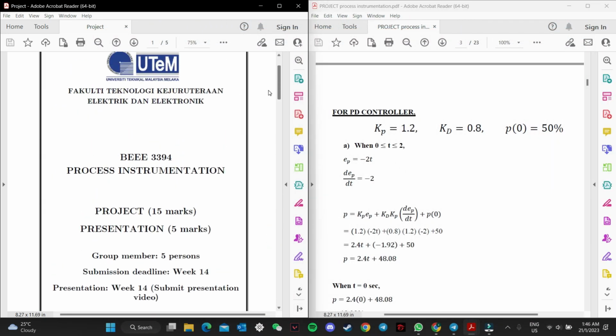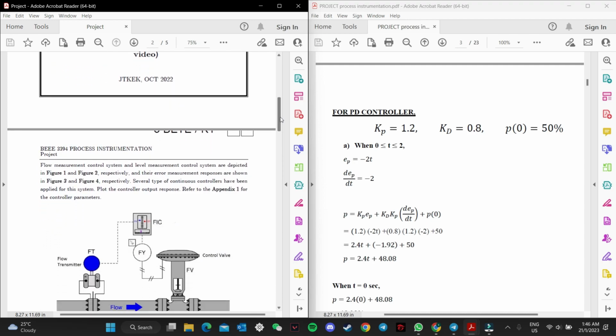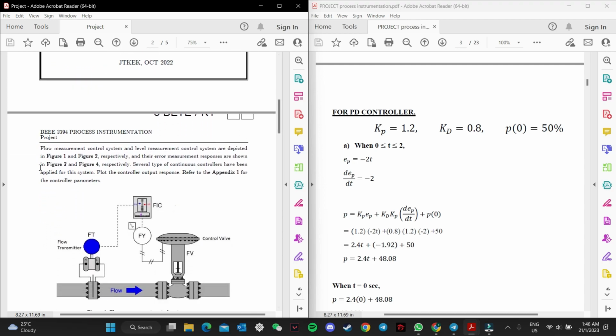Hello everyone, my name is Xia Wen Hong and my matric number is B0820100043. Today I will present our project, process instrumentation, which I conducted to calculate the PD and PID controllers for figure 1 and figure 2.